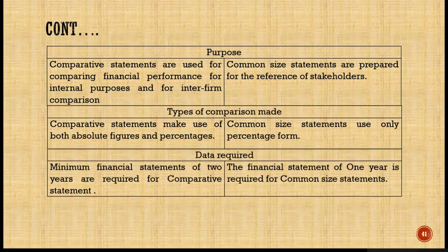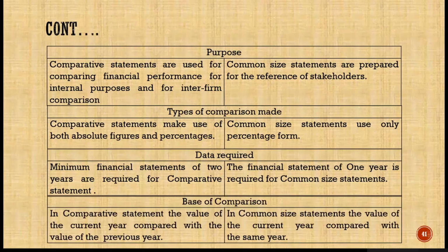Next is data required. Minimum financial statements of 2 years are required for comparative statement. The financial statement of 1 year is required for common size statement. Next is base of comparison. In comparative statement, the value of the current year is compared with the value of the previous year. In common size statement, the value of the current year is compared with the same year.